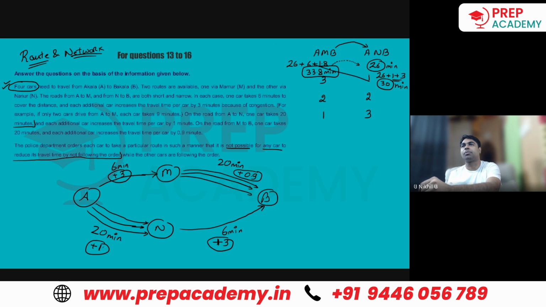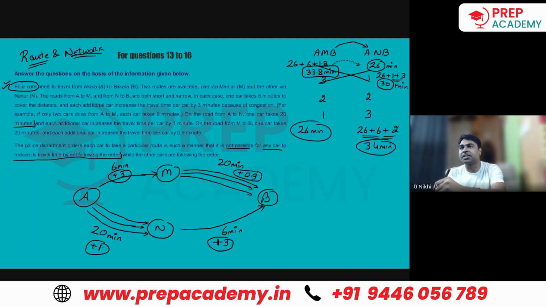So even this case is not possible, 3 and 1. Just like that, even 1, 3 will not be possible because A and B will take 26 minutes. And here would be 26 plus 3 plus 3 plus 6 plus 1.8. Sorry, A and B would be plus 1 plus 1, 2. Okay, 34 minutes.